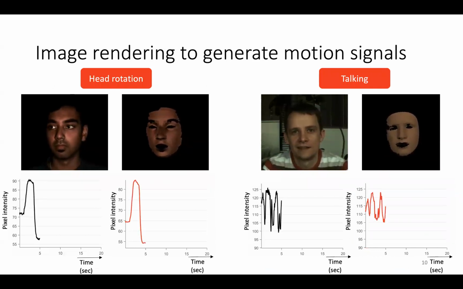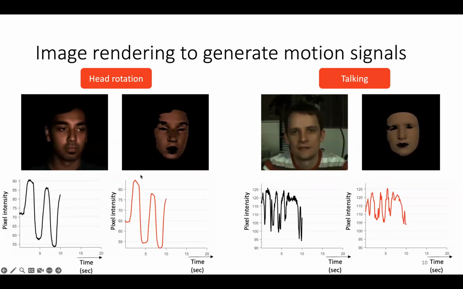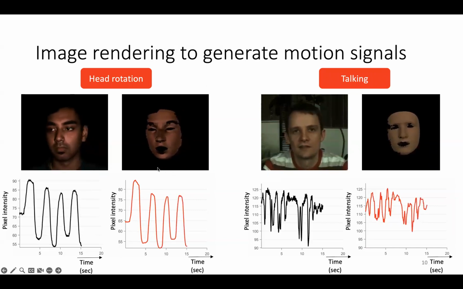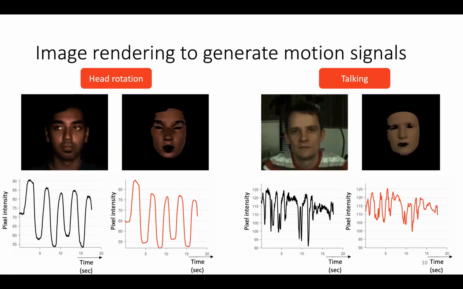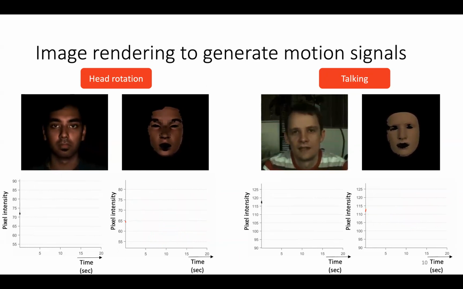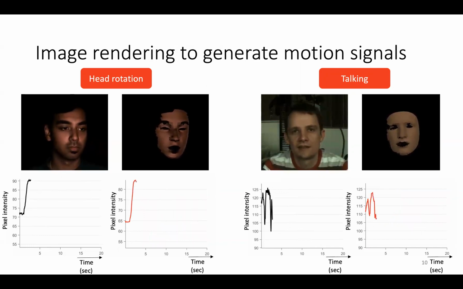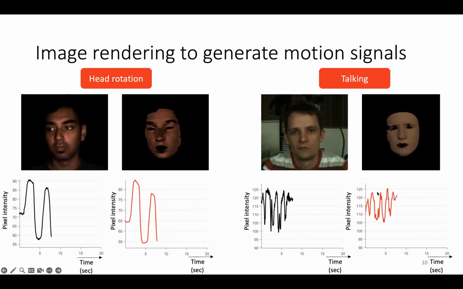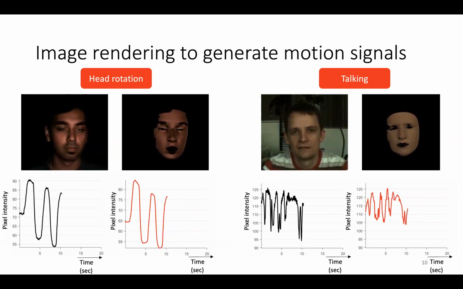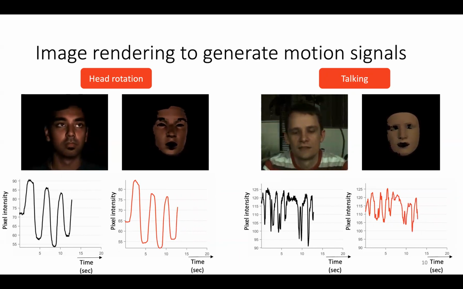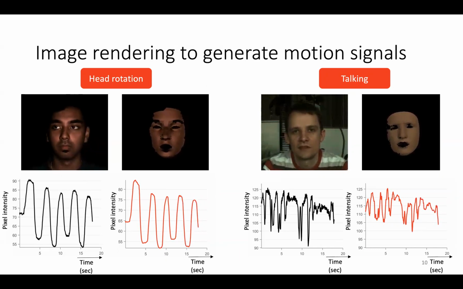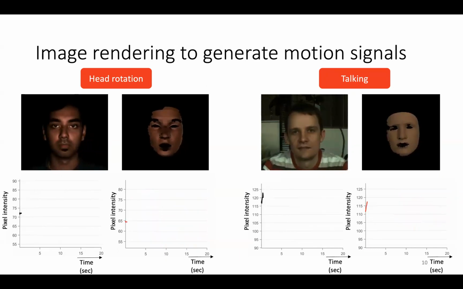Note how the intensity varies due to changes in the surface orientation, which is accurately captured by the rendered video. The pixel intensity has the motion distortions and the PPG signal of interest. On the other hand, the rendered face only contains the motion distortions. Here, the head rotation movement has a periodic fluctuation, which depends on the speed of the rotation. And in case of a talking scenario, the intensity fluctuations are smaller than the head rotation, but faster. Overall, we observe a very good agreement in the generated motion signals and the intensity fluctuations.